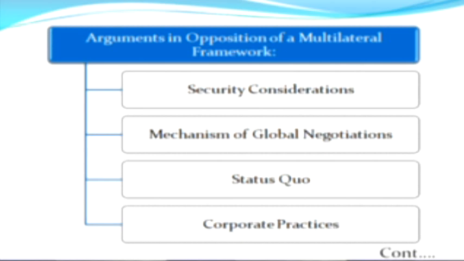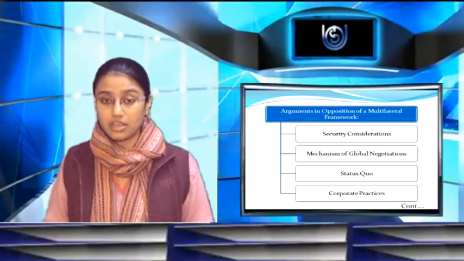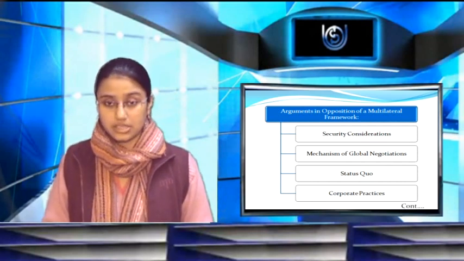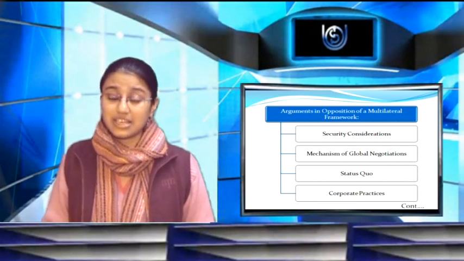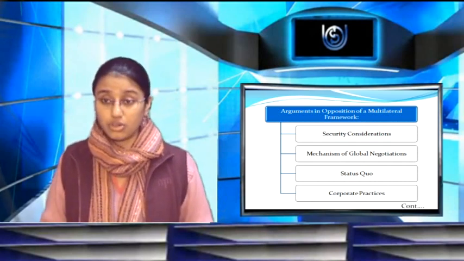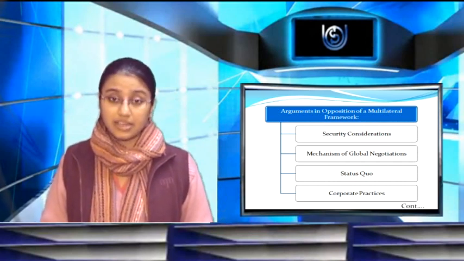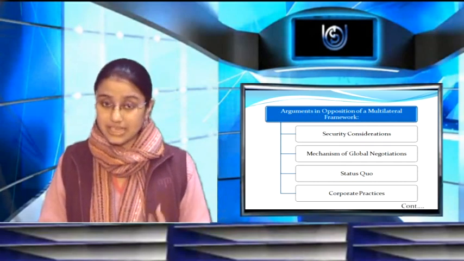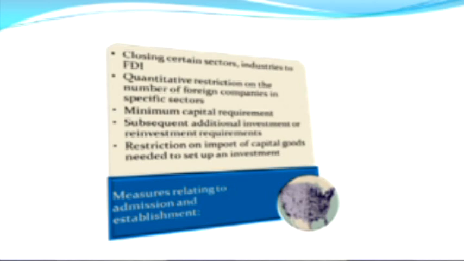And what are those statements which basically oppose the multilateral investment agreement? The very first is the security consideration. Security flows and security consideration were a very big issue in this. It is basically the mechanism of global negotiation: how we will negotiate and how we will resolve those negotiations. Status quo and corporate practices are among the considerable factors discussed in the oppositions.